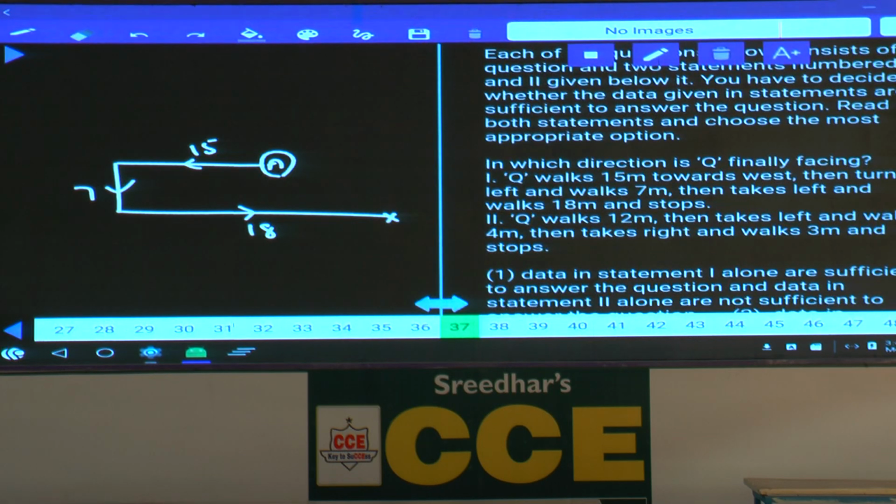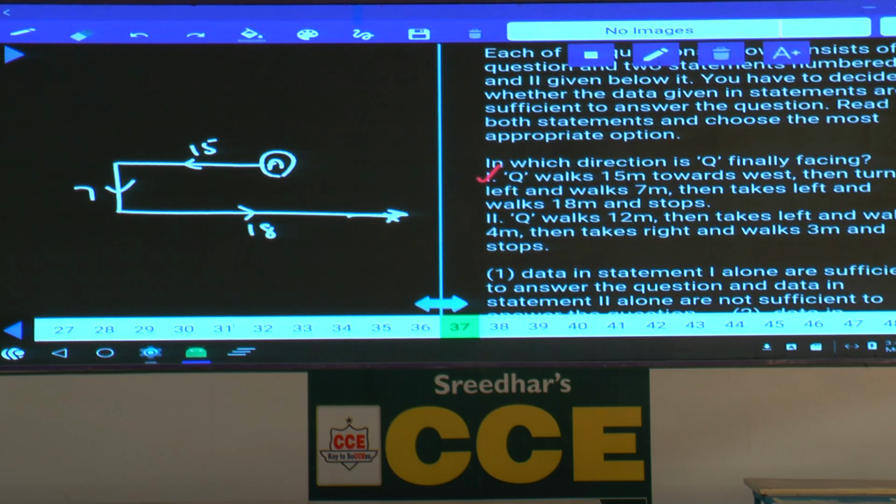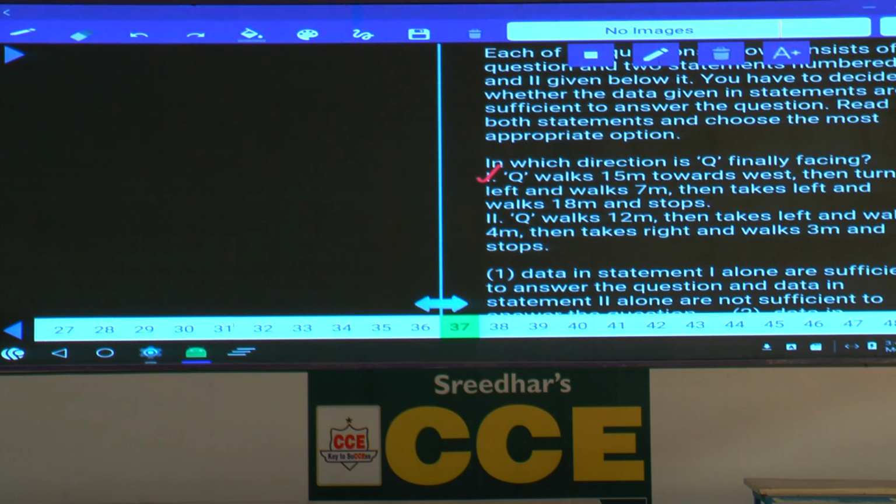Now the question is about what? In which direction is Q finally facing? Now this Q is finally facing towards which direction? East. Are you getting a unique answer or not? Hence one alone is sufficient. Then coming to condition number 2. Now in the second one, Q walks 12 meters. Now as Q walks 12 meters, the direction in which this person is moving is not clearly given. As the direction is not given, we cannot identify his final direction. Hence only one alone is sufficient, that is choice 1.